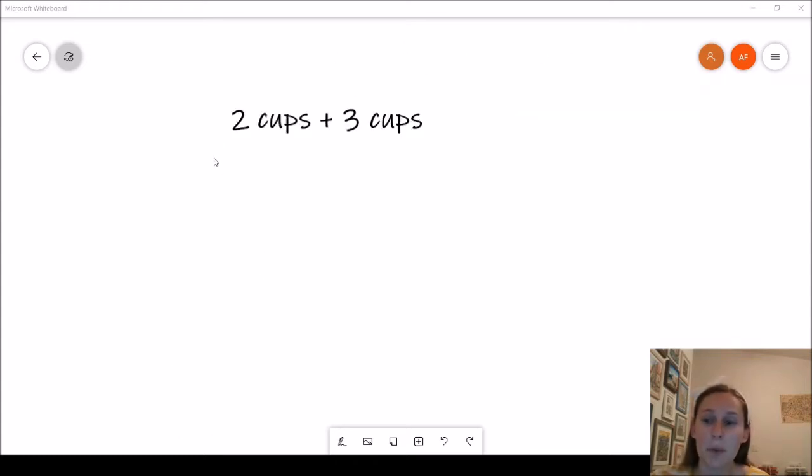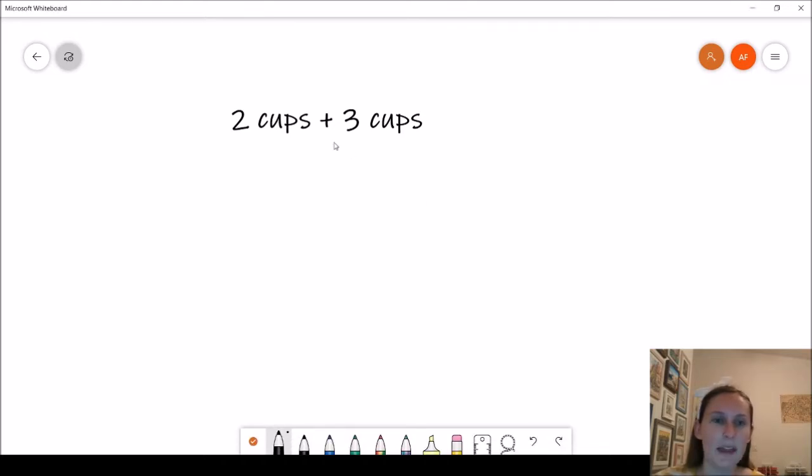The first problem that we're going to look at is an example of when we might just be adding the same units together. So this one, I see I have 2 cups plus 3 cups. They are both in cups, so I can add them because I can add similar units together. 2 cups plus 3 cups is 5 cups.